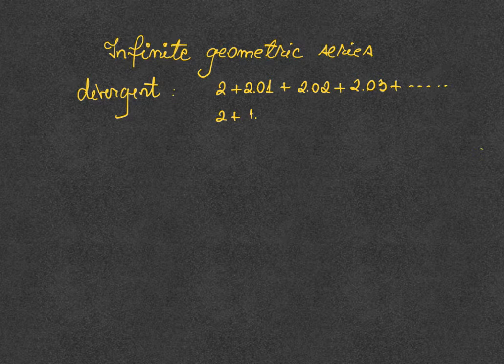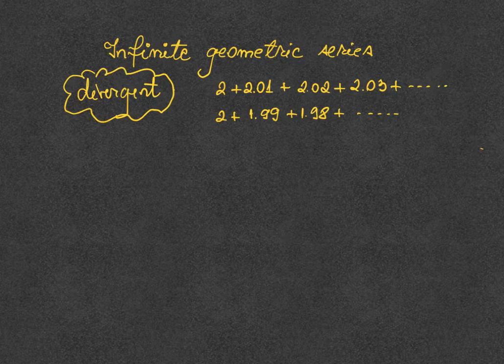If the common difference is minus 0.01, eventually the terms will become negative and the sum will go to minus infinity. So such arithmetic series are divergent in the sense that their sum goes to either plus infinity or minus infinity. This can sometimes happen with geometric series, but doesn't always happen. That's why in this lesson we look at infinite geometric series.